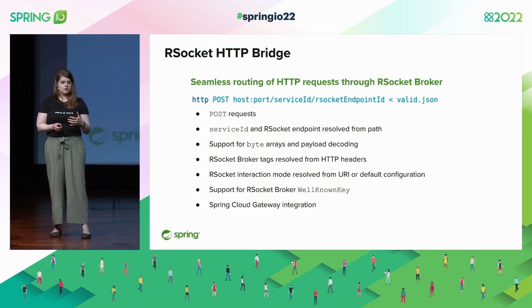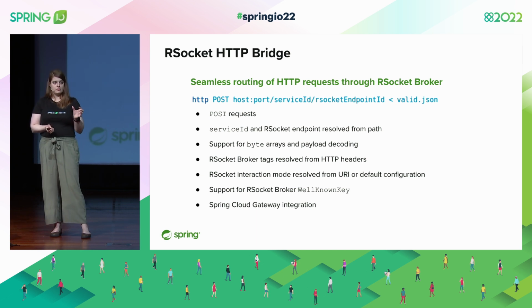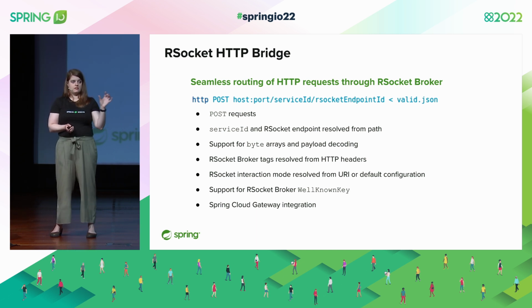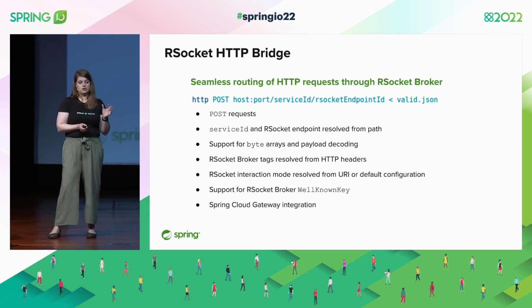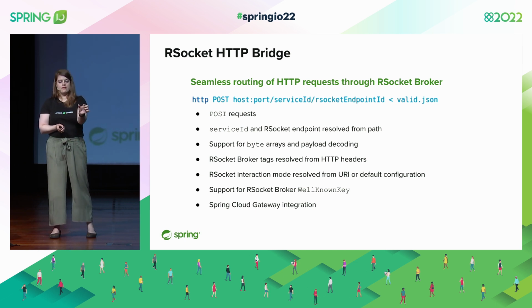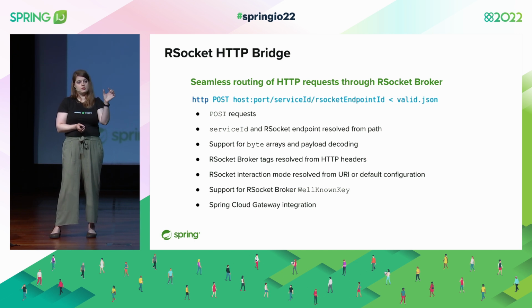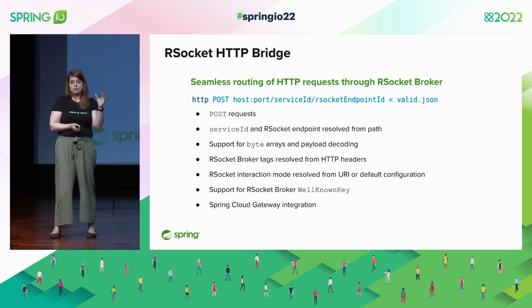You can send POST requests like the one you can see in this screen. And what we will do is we will use the service ID to get the information about which service you are trying to connect to, so the RSocket service through the broker. We will use the RSocket endpoint ID to know exactly to which endpoint this goes. This one does not have one more segment that it could have, which would go before the service ID, where you would specify the RSocket mode, so request response, request stream, and so on.